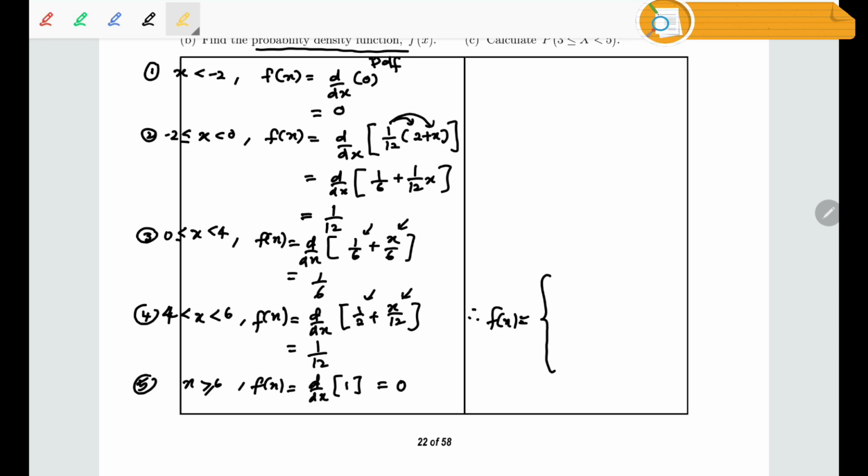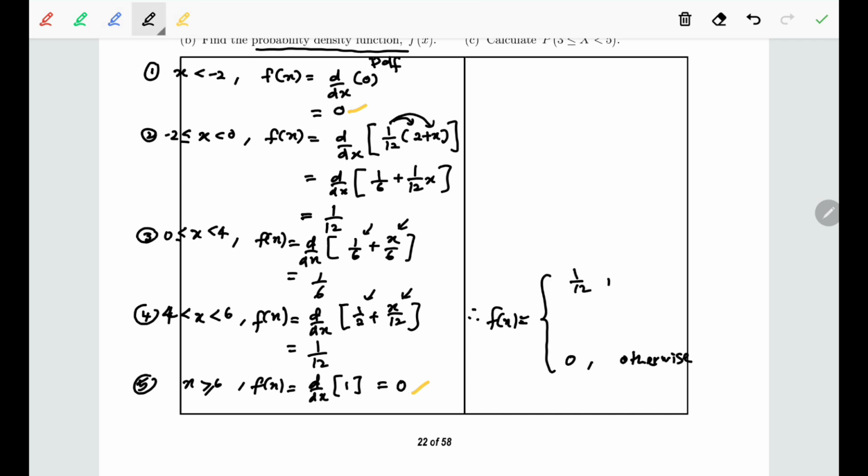Before we rewrite, let's check the f(x) that we have found, the product of differentiation. Since we have 0 here, and this 0, this 0, these two 0s, we are going to combine them. You have to write down 0 for otherwise. And if you check this one, I'm going to write this for the 1 over 12, this 1 over 12 for the given interval. So I'm going to write this as the final answer, 1 over 12 for the interval x varies from -2 to 0.